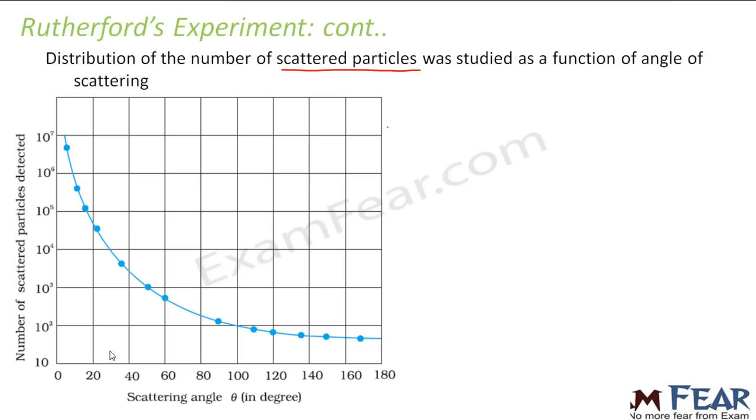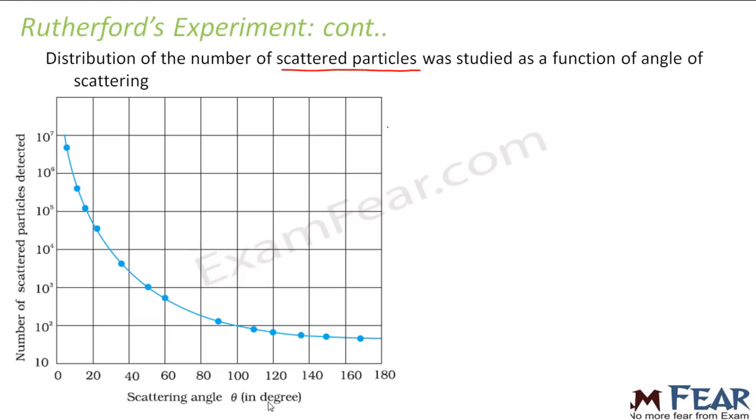Now, using the data which he experimentally collected, he found that if he plotted a graph taking number of scattered particles on the y-axis and scattering angle along the x-axis, he found a graph of this sort. That means as the angle of scattering increased, the number of alpha particles decreased. That means there were very few alpha particles which were scattered by a greater angle.